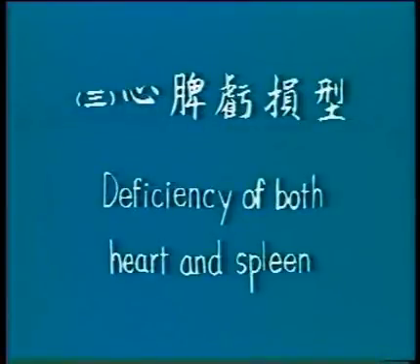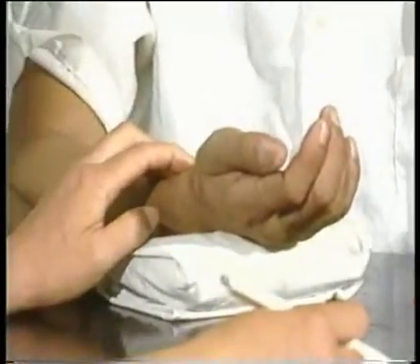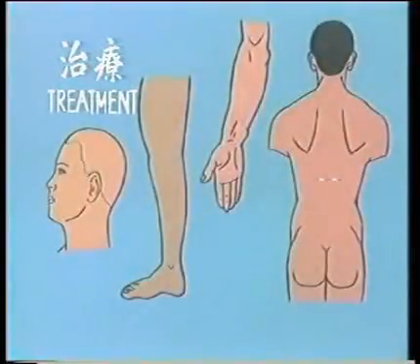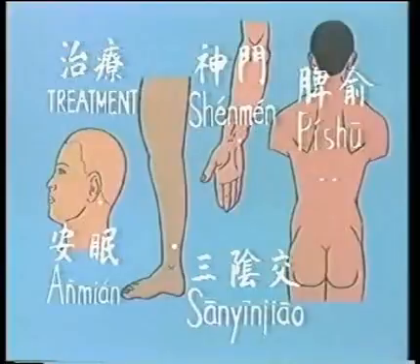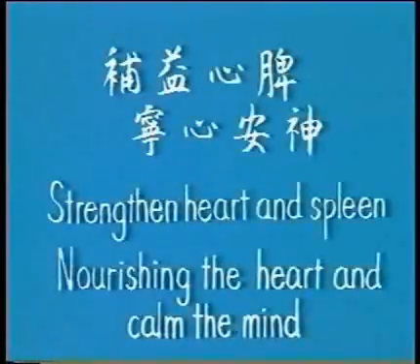3. Heart and spleen deficiencies. The patient has insomnia caused by worry, which leads to deficiency of the heart and spleen. The pulse is thready and weak, and the body of the tongue has a white coating. Treatment: Pishu, Bladder 20, Shenmen, Heart 7, Sanyinjiao, Spleen 6, and Anmian, Extra Point. This prescription can strengthen the heart and spleen, nourish the heart, and calm the mind.